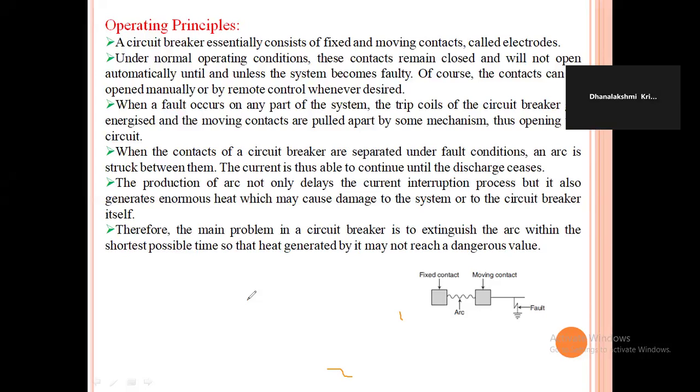When the contacts of the circuit breaker are separated under a faulty condition, an arc is struck between them. The current is able to continue through the discharge gases. So the main problem of the circuit breaker is to extinguish the arc within the shortest possible time, so that the heat generated by it may not reach a dangerous value. For that reason, the arc should be quenched as early as possible.